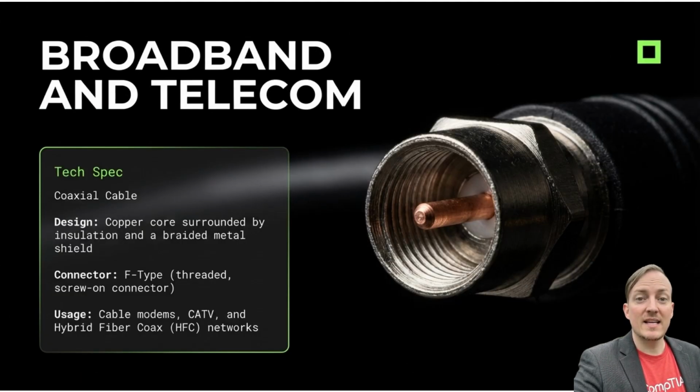For broadband and telecom, we rely heavily on coaxial cable. Coax is designed with a central copper core surrounded by thick insulation and a braided metal shield to prevent interference. It typically terminates with a threaded screw-on F-type connector. You'll see coaxial cabling used everywhere for cable modems, CATV, and hybrid fiber coax networks.